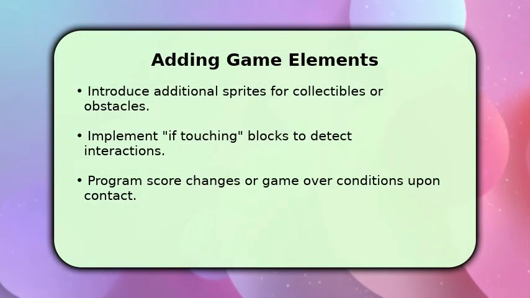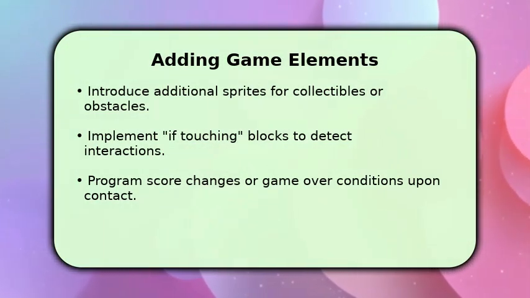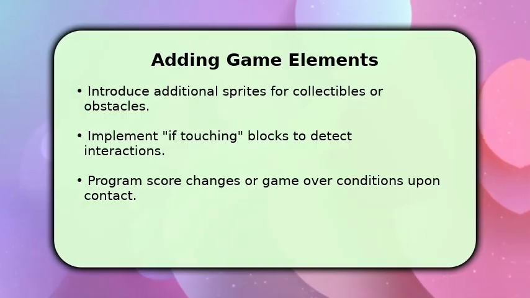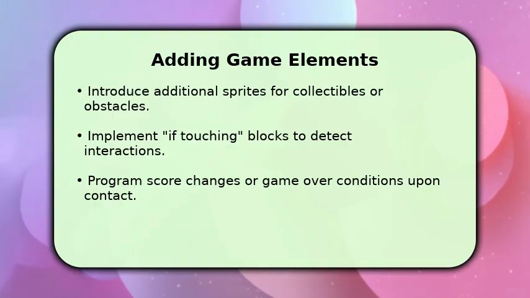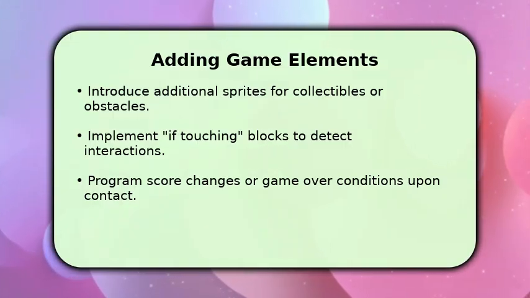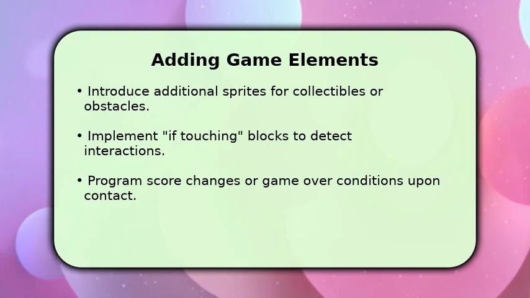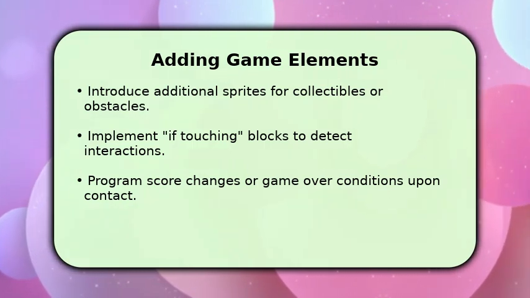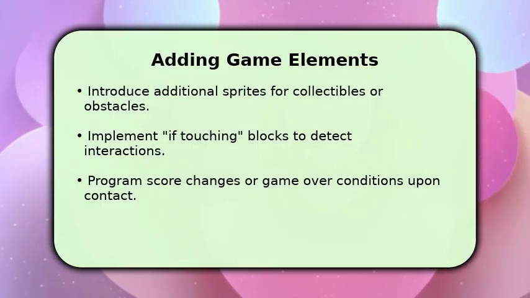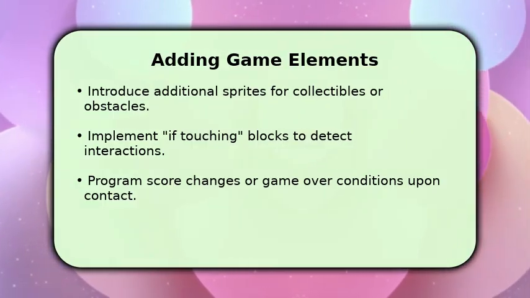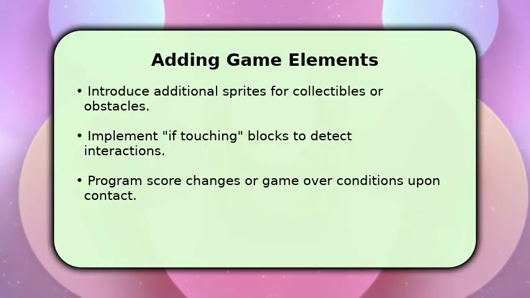Next, let's add some interactive elements to your game. You can create new sprites for items to collect, like coins, or obstacles to avoid, such as monsters. Use the if touching block to detect when your player sprite makes contact with these elements. For instance, if touching a coin, increase a score variable by 1. If touching an obstacle, you might broadcast a game over message.